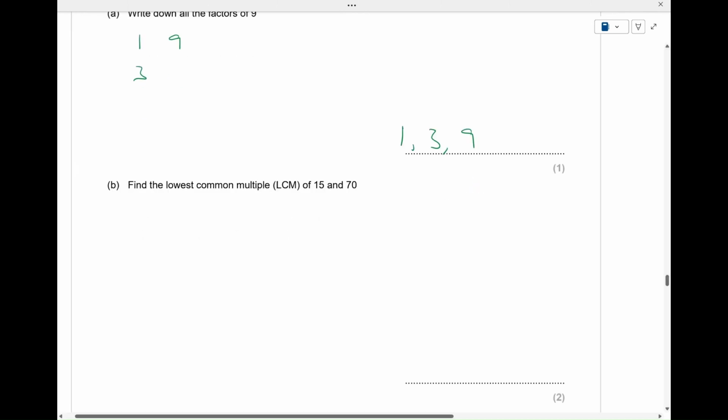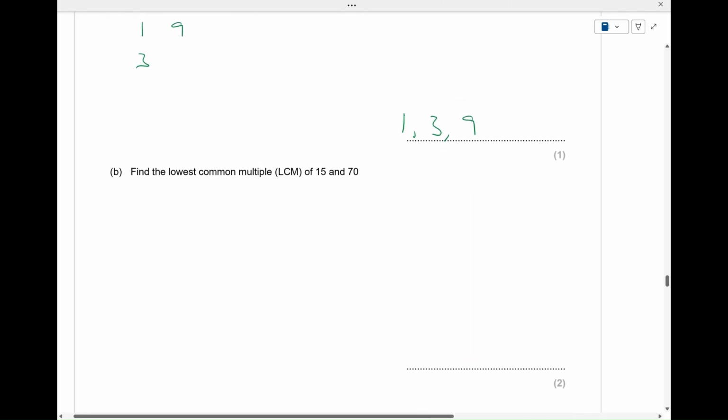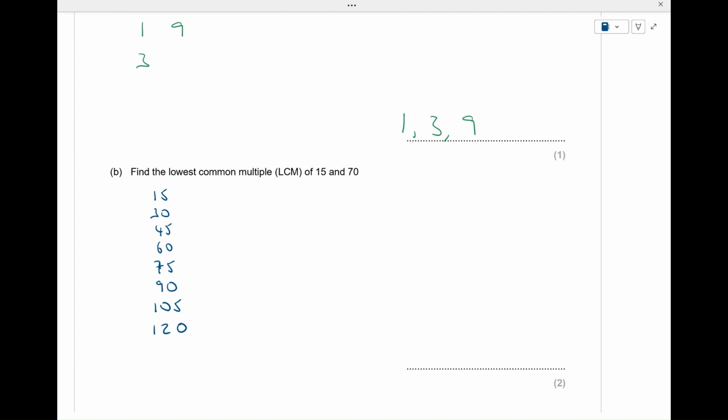The lowest common multiple of 15 and 70. Well, let's write down the multiples of 15. 15, 30, 45, 60. It's a bit like having to know your 15 times table. You can always use your calculator, of course. Okay. All right. And let's write down the multiples of 70. 70, 140, 210. I need to find one that's on both lists.